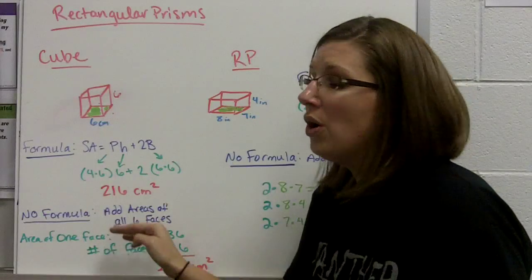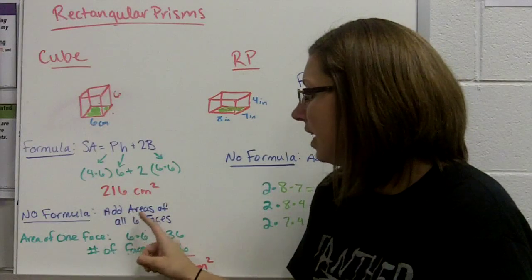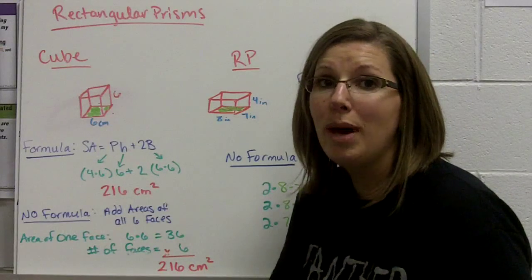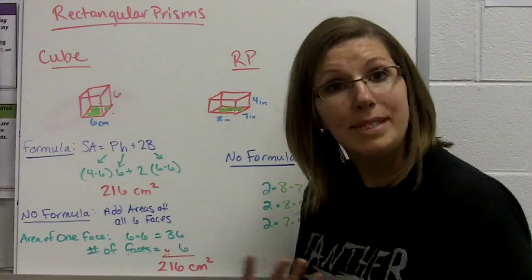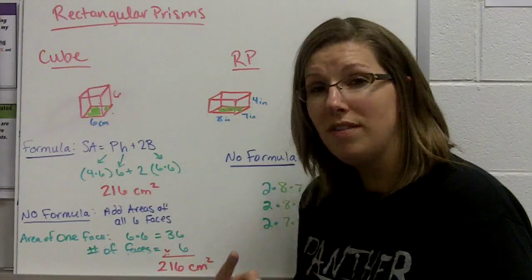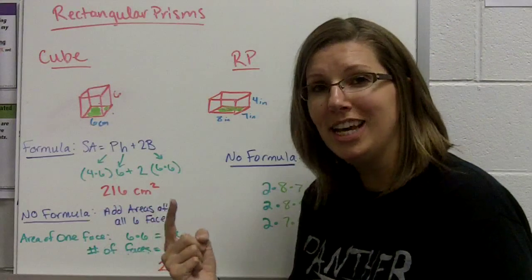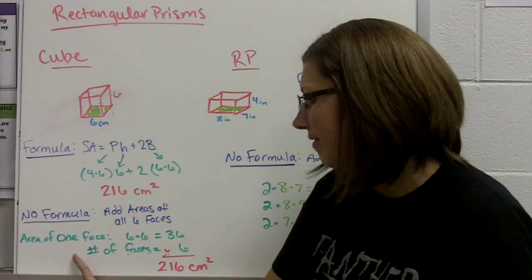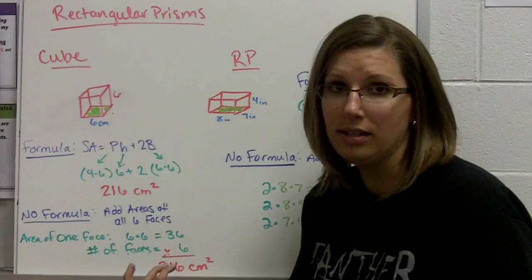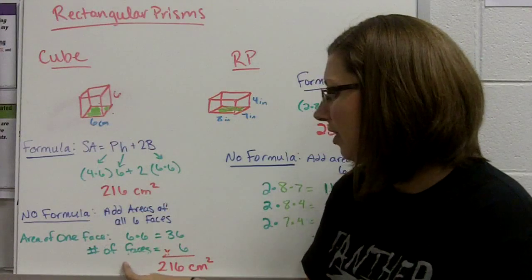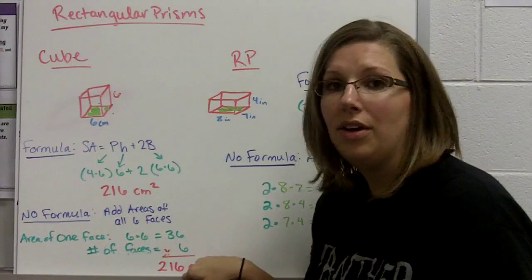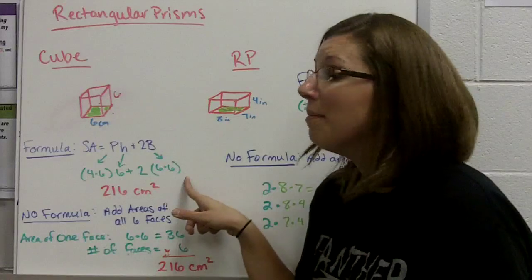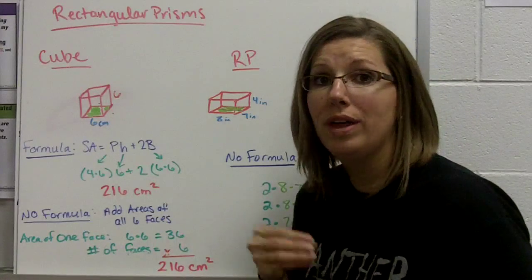Or if you don't want to use the formula, you just have to add all of the areas of all 6 faces. Luckily, a cube has 6 faces and they're all the same size. So if I find the area of one face and multiply it by 6, then I've got my surface area. So the area of one of the faces would be 6 times 6, which is 36, and there are 6 faces, so altogether I've got 216 square centimeters as my answer. The same as if I would have done it with the formula.